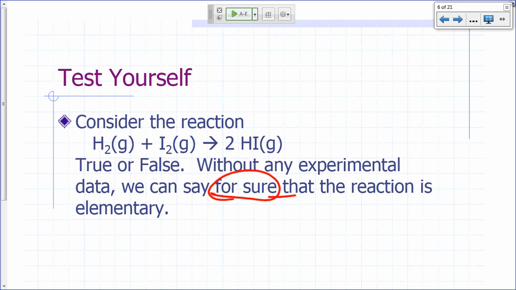So you can say, based on all of this experimental observation, I would propose that this is what happened, this step happened, and then this step happened, and then this step happened. So you can propose elementary reactions, but you cannot for sure say that just given a reaction that it is an elementary reaction.